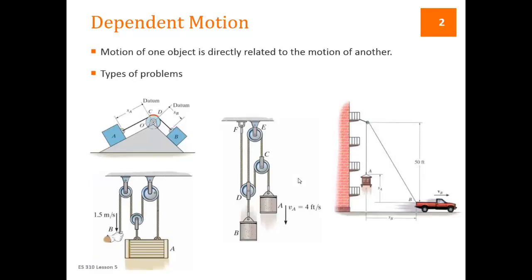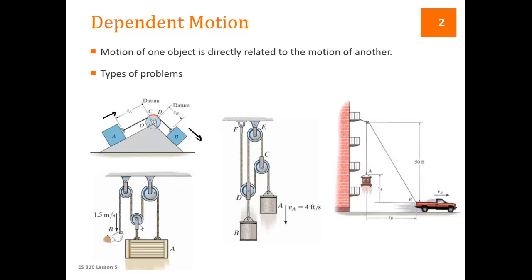So let's take a look at dependent motion. This is motion of one object directly related to the motion of another, often because they're somehow connected with a rope or a cable or some other sort of device. Some of these problems are pretty basic. This one, for example, has a single pulley with two blocks. So obviously if block B goes down, block A is going to be going up. All right? Some of these are more complicated.